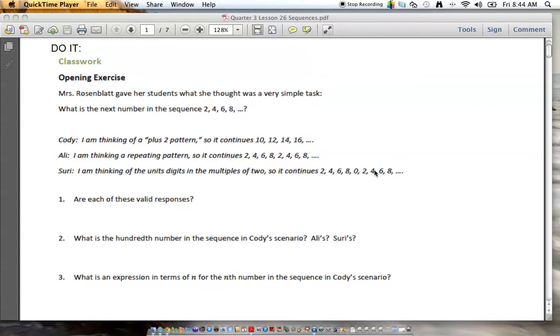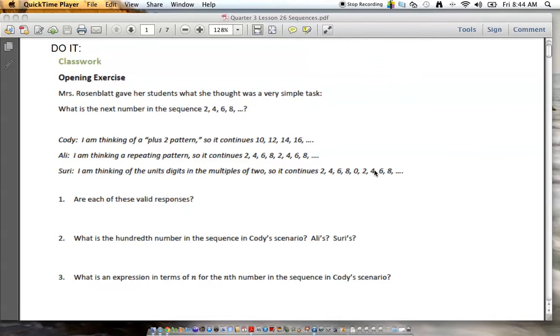So anyway, we will get to that diversion in just a minute, but let's take a look at this opening exercise because I do think this is very good. It certainly caught my attention as a teacher. Ms. Rosenblatt gave her students what she thought was a very simple task. What's the next number in the sequence?